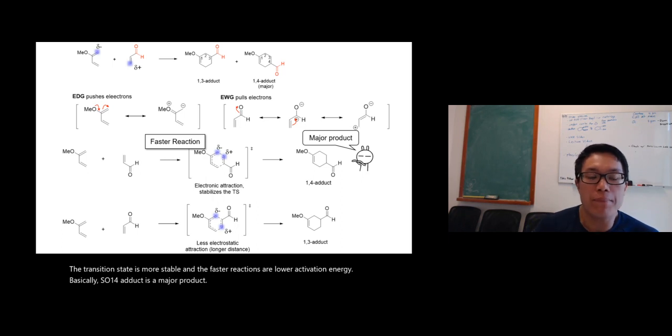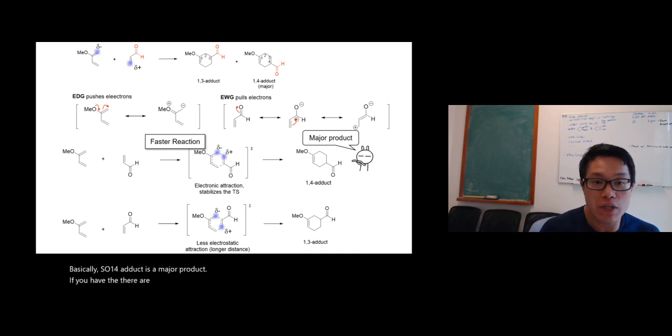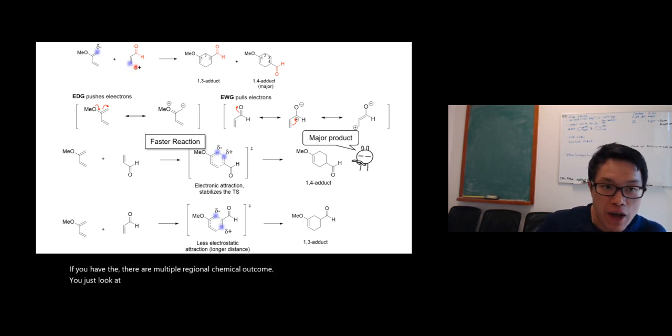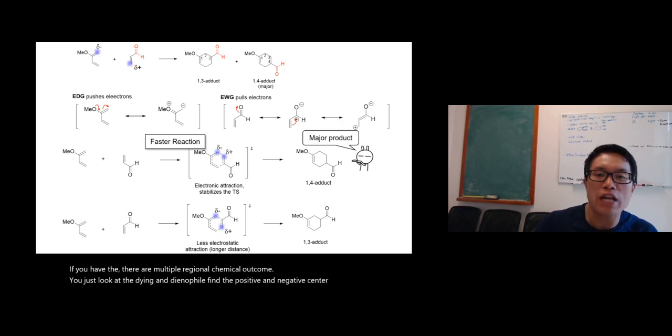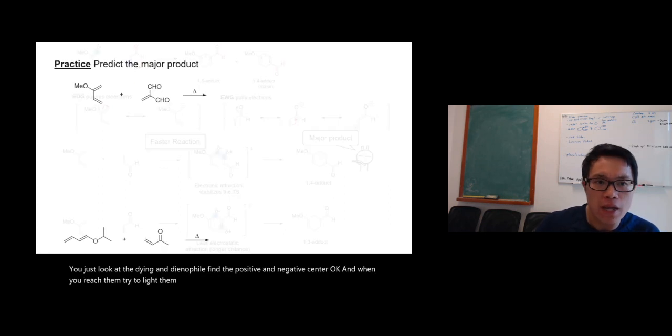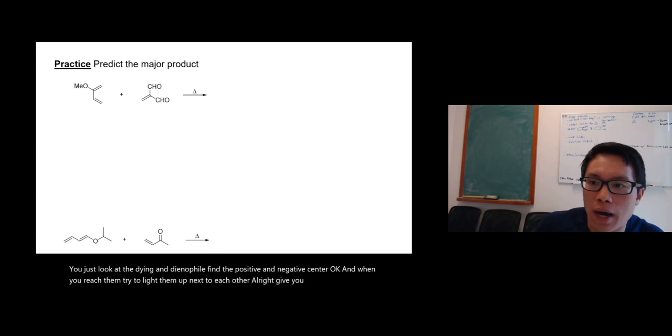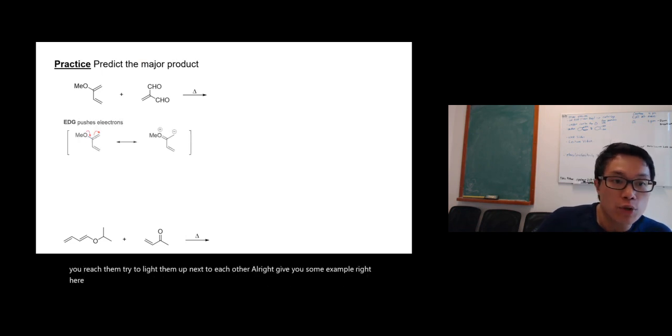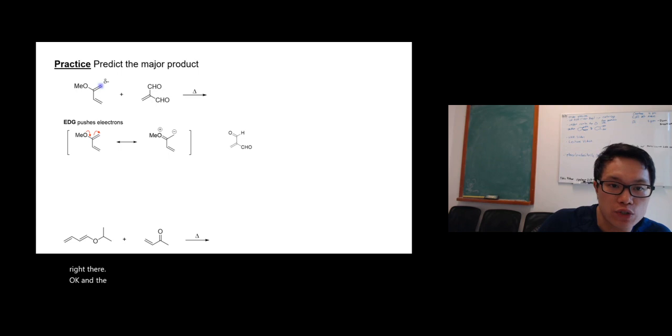Basically, if there are multiple regiochemical outcomes, you just look at the diene and dienophile, find the positive and negative centers. Okay, and when you react them, try to line them up next to each other. All right, I'll give you some examples right here. So the top one, you should be able to do it. We just did it together. So the negative charge is right there. Okay, and the dienophile, so that's the electron withdrawing group. So I'll just draw one of them. You can do either one.